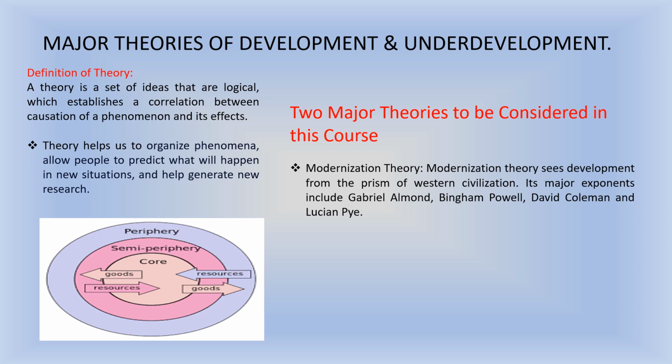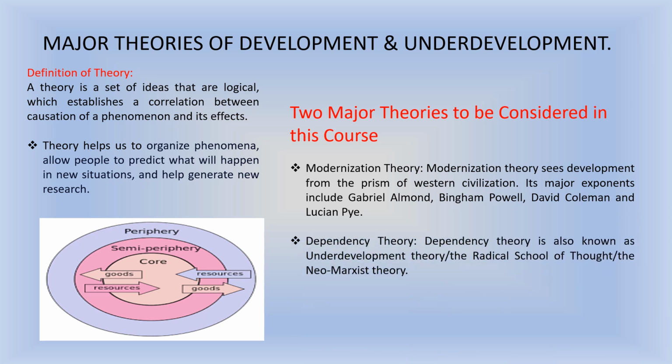Now, we have two theories that we've adopted in this particular lesson, although we have several theories that can be applied to the study of development and underdevelopment. However, for this particular unit, we've adopted two theories that we will look at, and that is modernization theory and dependency theory. Modernization theory sees development from the prism of Western civilization. Its major exponents include Gabriel Almond, Bingham Powell, David Apter, and Lucian Pye. Dependency theory is also known as underdevelopment theory, or the radical school of thought, or the neo-Marxist theory.